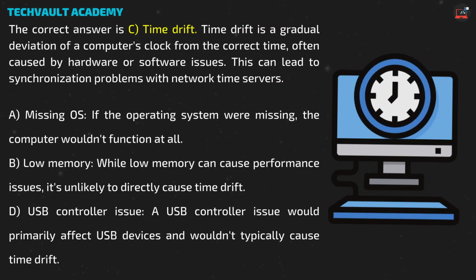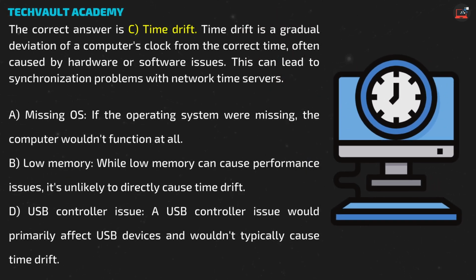The correct answer is C. Time drift. Time drift is a gradual deviation of a computer's clock from the correct time, often caused by hardware or software issues. This can lead to synchronization problems with network time servers.